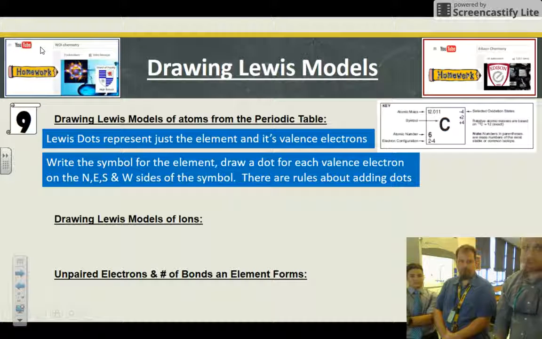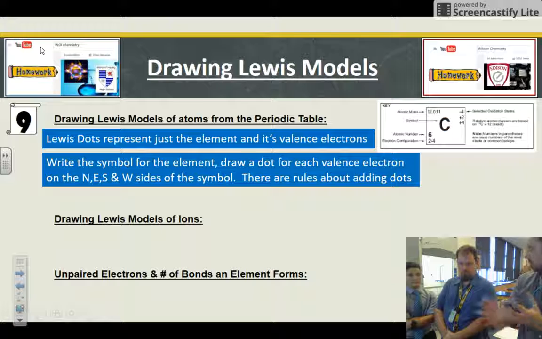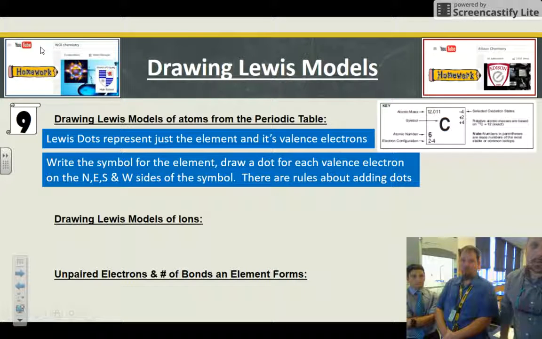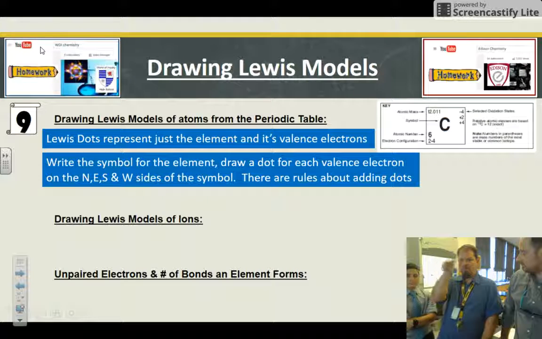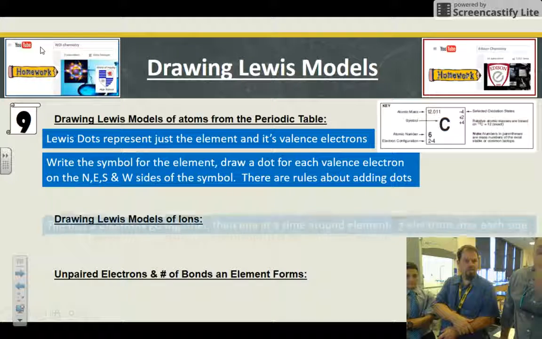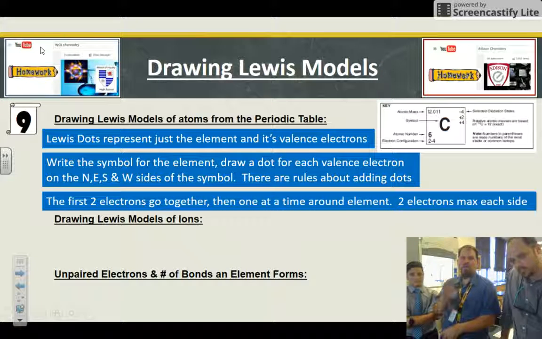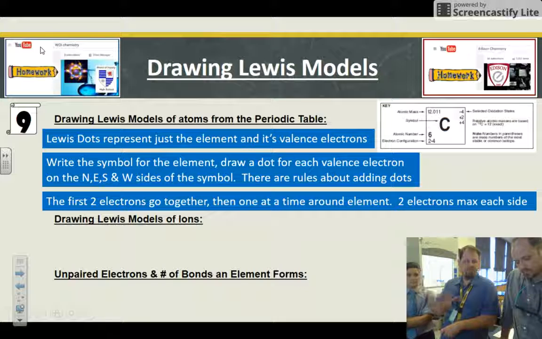There's a specific pattern for how we write the electrons around the kernel and the nucleus. This is it. We're going to write the symbol. We're going to draw a dot for each valence electron on the north side, next to each other, then the east, south, and west side of the symbol. And there are rules for adding these dots. The first 2 go together and then one at a time around the bus. Can't have more than 2 on either north, south, east, or west.